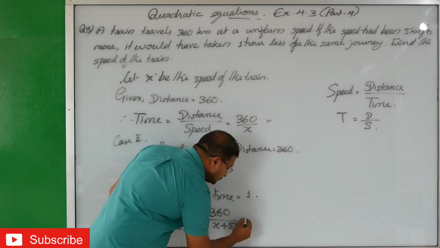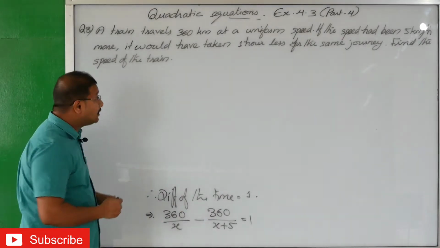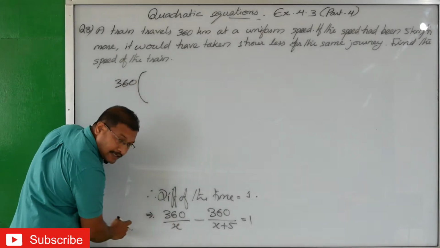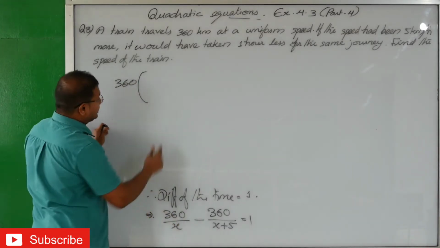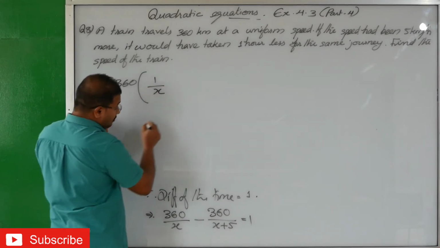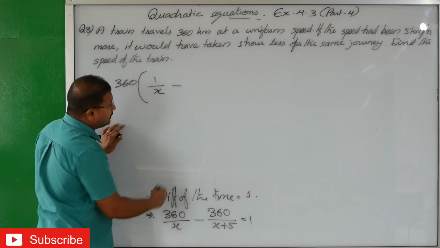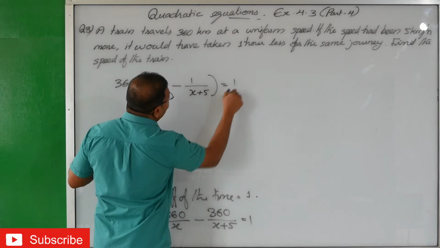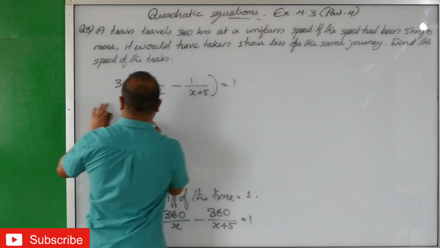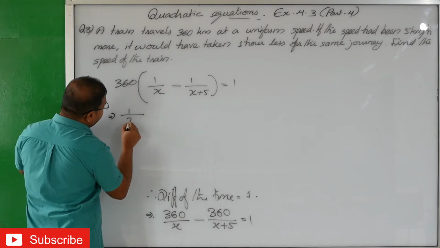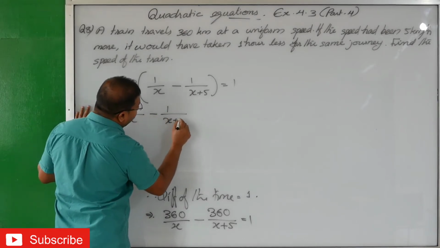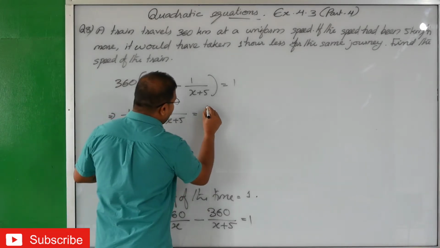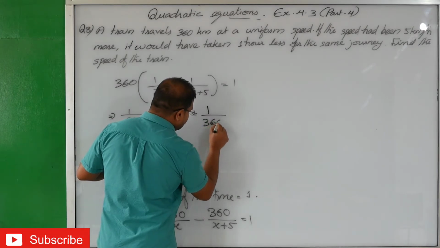Ready? This equals 1. From these two, I am going to take 360 common. If I take 360 outside, it will be 1 by x minus 1 by x plus 5 equals 1. Next step, what will we do? This implies 1 by x minus 1 by x plus 5 equals 1. This 360 goes to the next side, it will divide. That means 1 divided by 360.